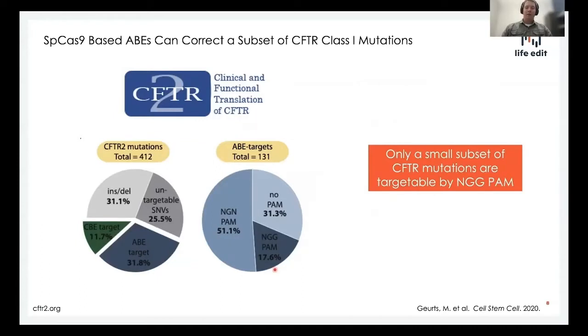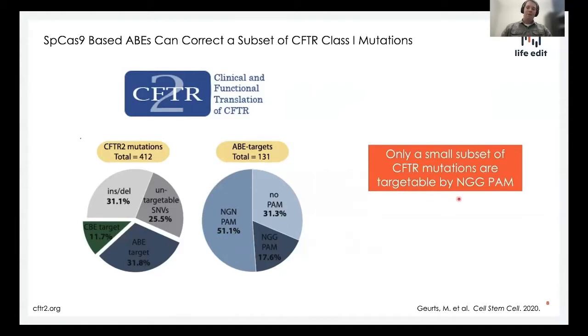Now, of course, there are engineered versions of Cas9 that have more relaxed PAM specificities, such as NG or NGN. However, there are a couple of caveats to keep in mind with these engineered nuclease variants that I'll talk about in a couple of slides.